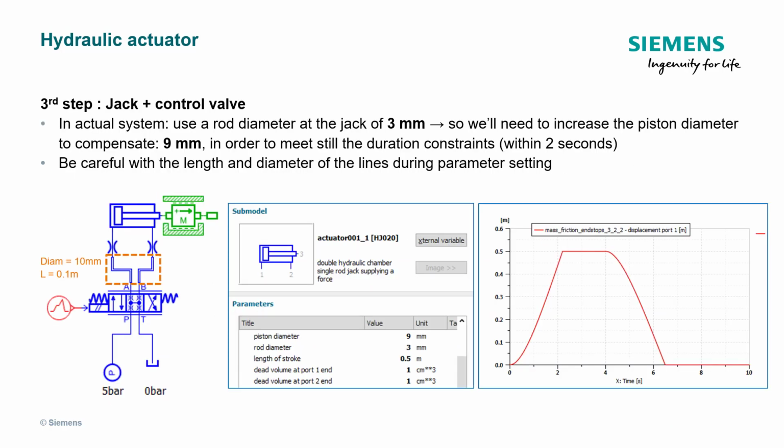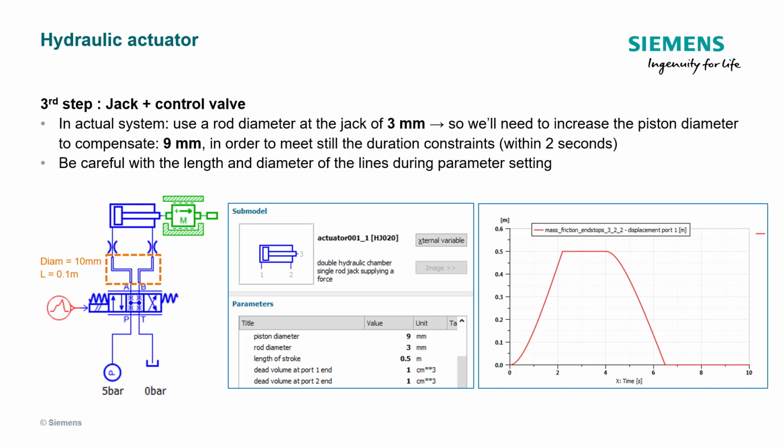Then at third step, we can try to add this 4-way 3-position valve into the circuit. Besides, in actual system, we have a rod diameter of 3 mm, then it means we need to increase the piston diameter accordingly to compensate. You can try with different piston diameter values and check the simulation results. With diameter of 9 mm, we can still meet the duration constraints.